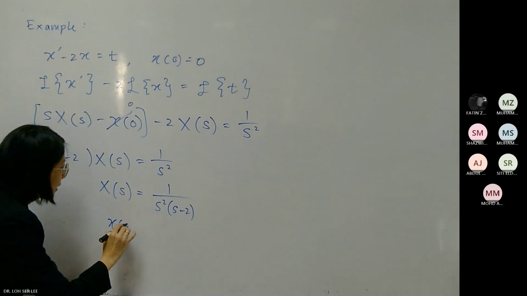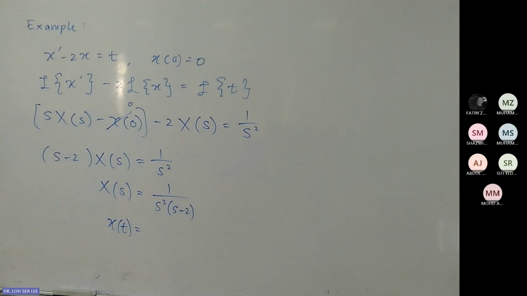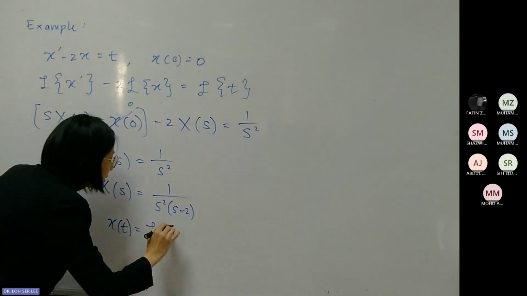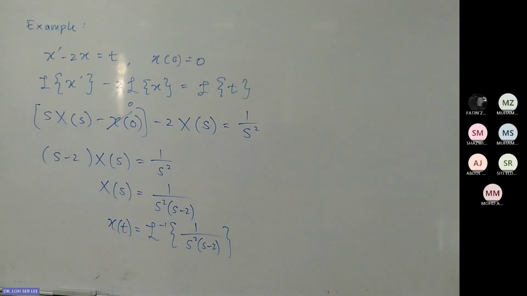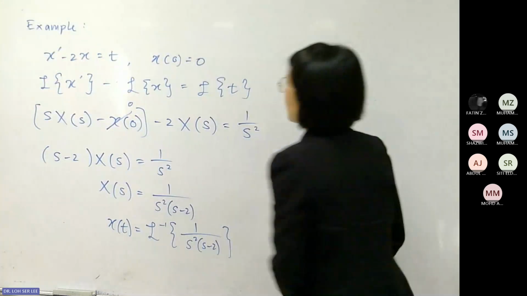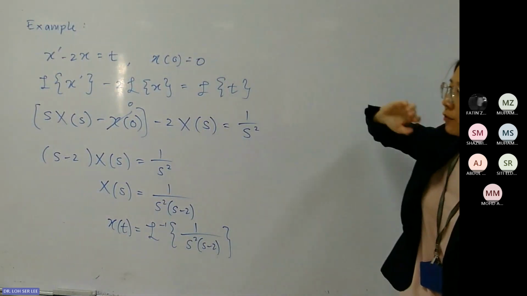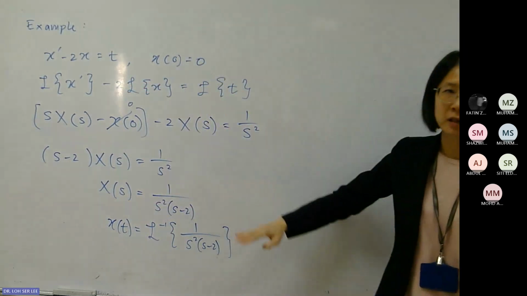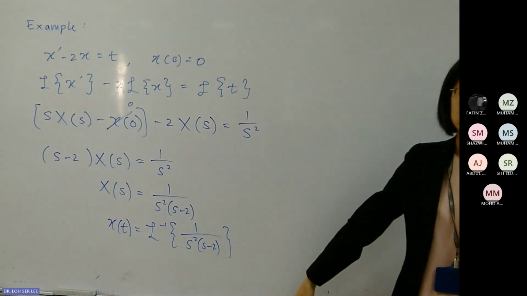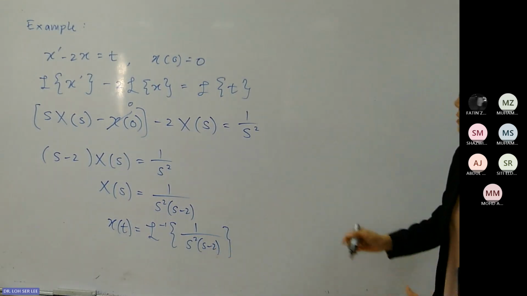To get the final answer, x in t, we have to inverse Laplace this function. So how to inverse Laplace this? Separate it into 1 over s squared and 1 over s minus 2. That means you use the convolution theorem. So now you see, you apply what you have learned for the Laplace transform here. Once you get the X in s, you apply what you have learned for the inverse Laplace to get the final answer.